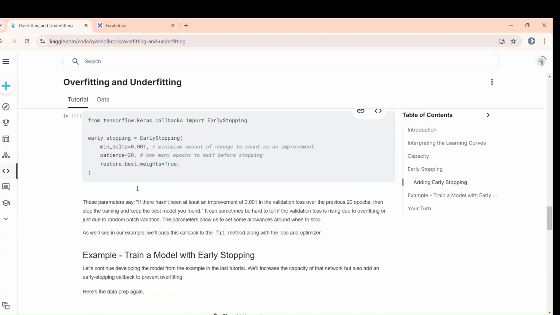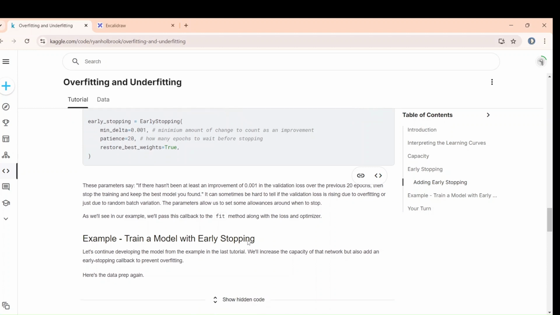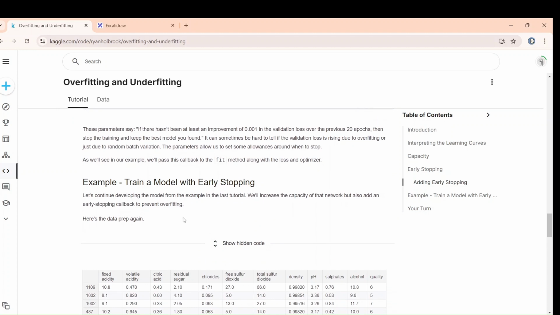Okay, it can sometimes be hard to tell if the validation loss is rising due to overfitting or just due to random batch variation. The parameter allows us to set some allowances around when to stop. As we will see in our example, we will pass the callback to the fit method along with the loss and optimizer. Okay, let's continue developing the model.